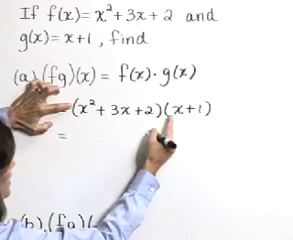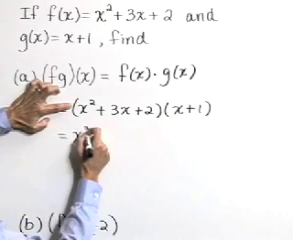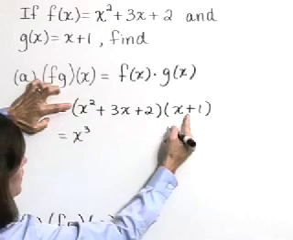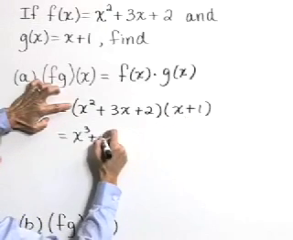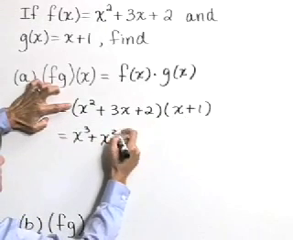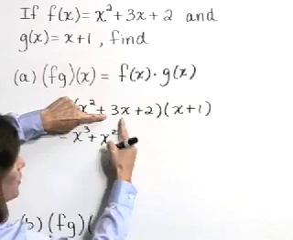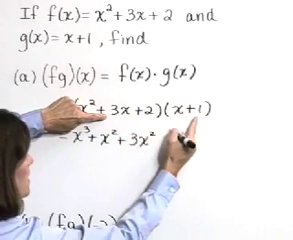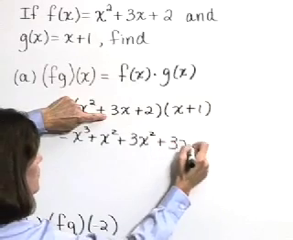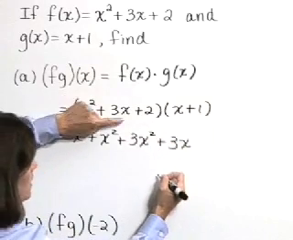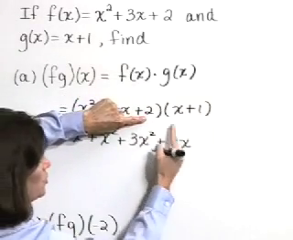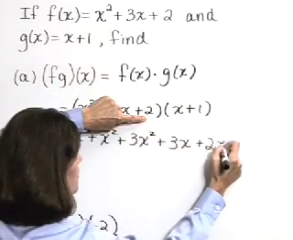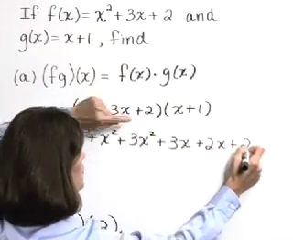So x² times x is x³, plus x² times 1, or x². Move to the 3x. 3x times x is 3x², and 3x times 1 is 3x. Lastly, the 2. 2 times x is 2x, and 2 times 1 is 2.